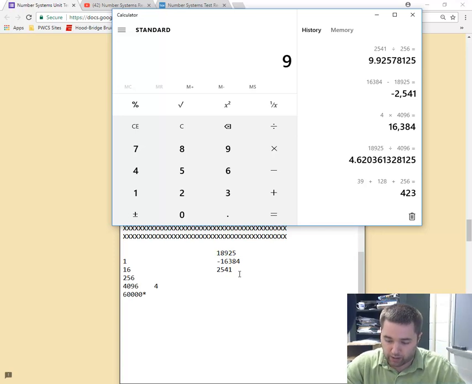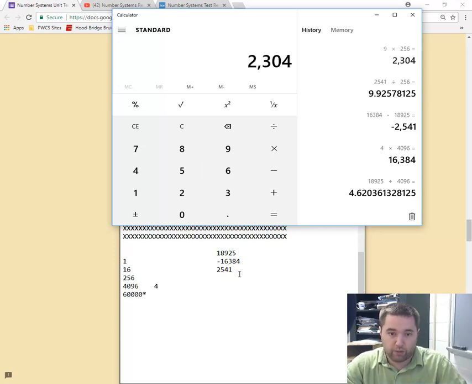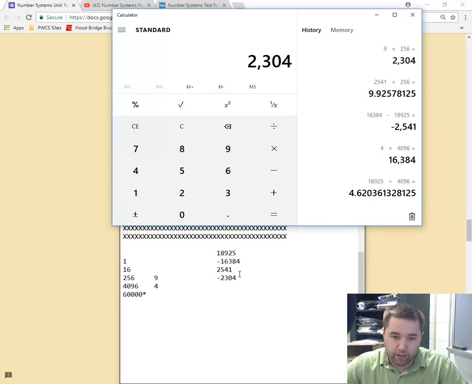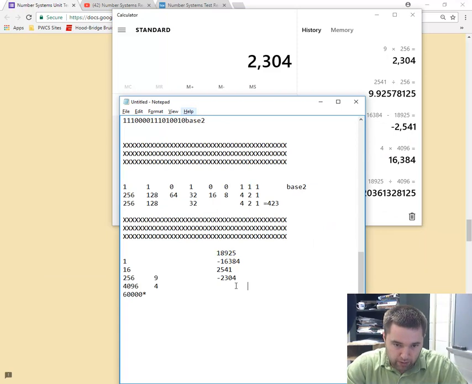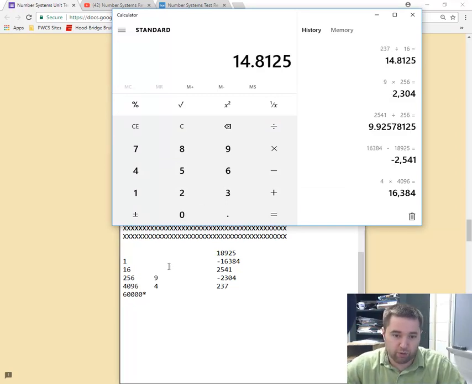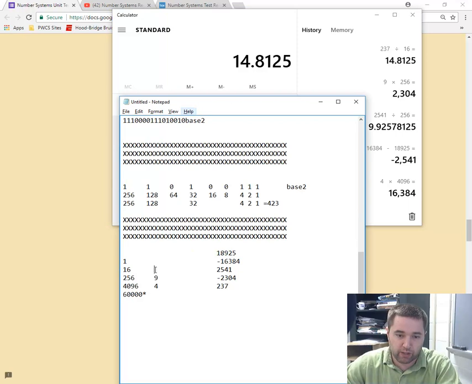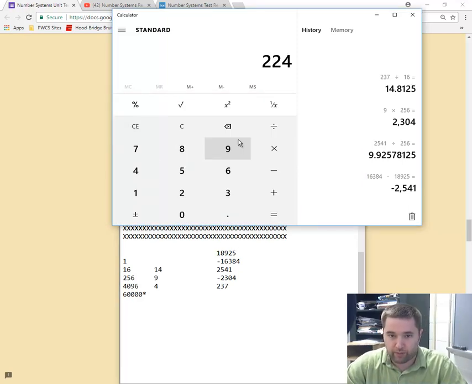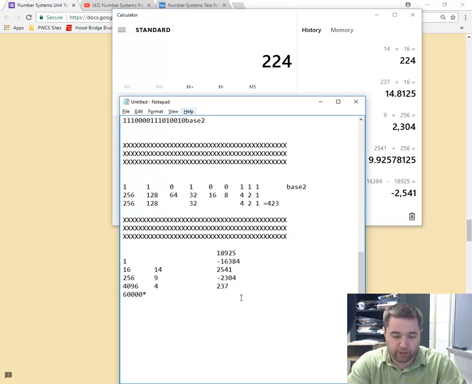So we delete 9 times 256. We get 2340, so we put the 9 there. We negate that, and that's just simple addition. So we have 237 left over. And then we ask ourselves, would 237 divided by 16 equals 14? So I put 14. 16 times 14 is, I don't know math, 224. So I negate 224. And I'm left with 13. So my remainder is 13.